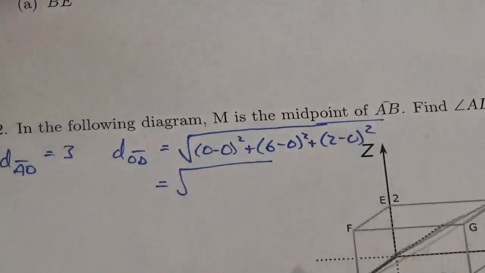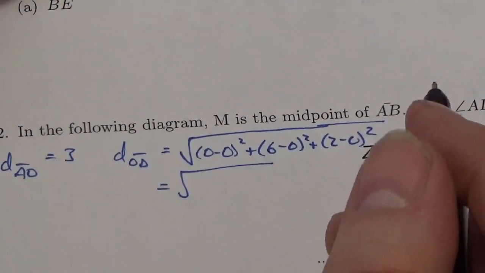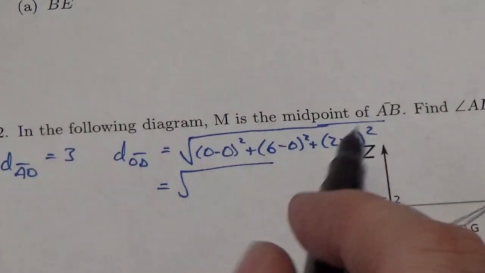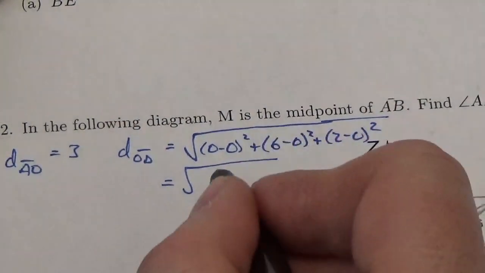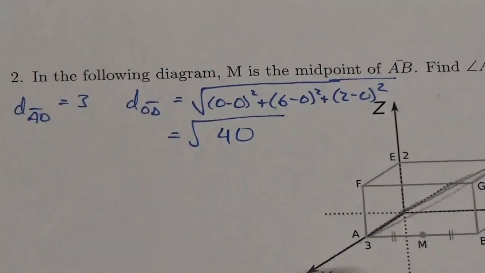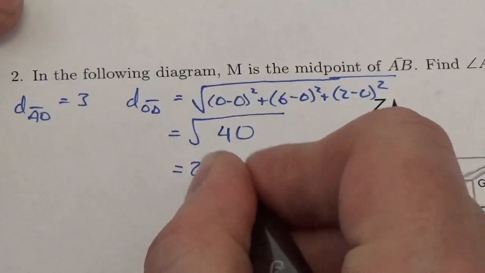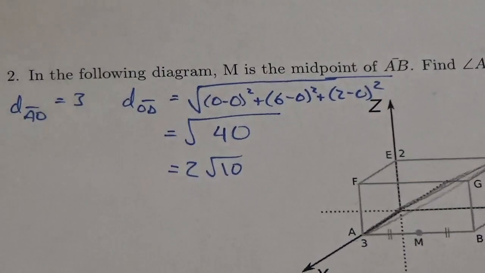Wow, okay, 0 minus 0 squared is 0. That's not doing anything. 6 minus 0 is going to be 6. Squared is 36. 2 minus 0 is going to be 2. Squared is 4. 36 and 4 is going to be 40. Now I can simplify that. I mean, clearly I can. I could make that 2 root 10. And I probably should. That's actually not going to have much of an impact on the final answer here.